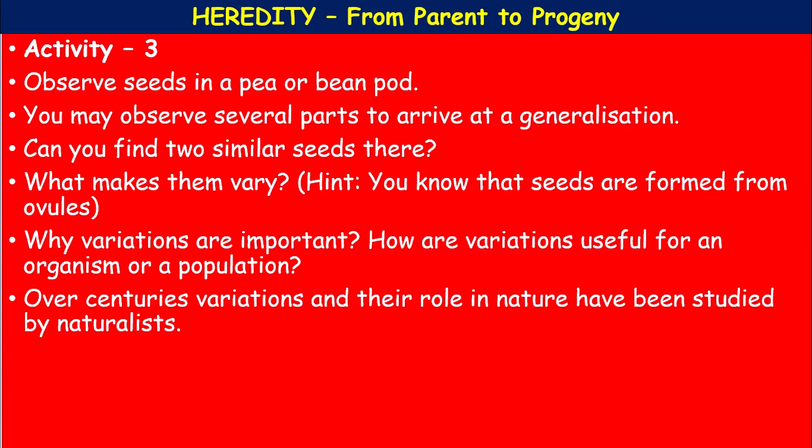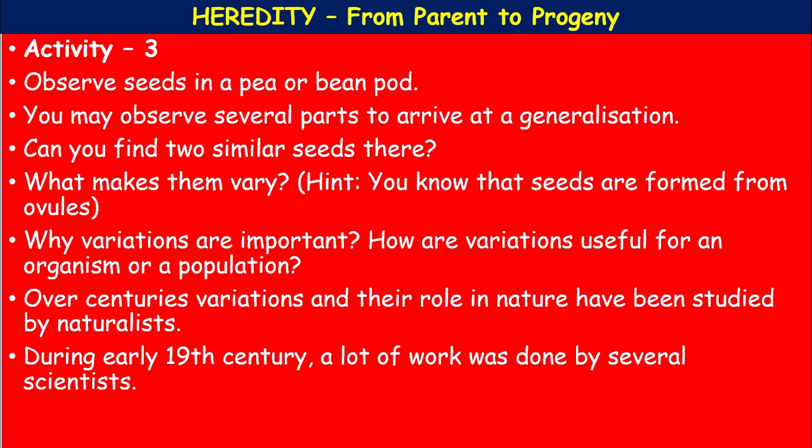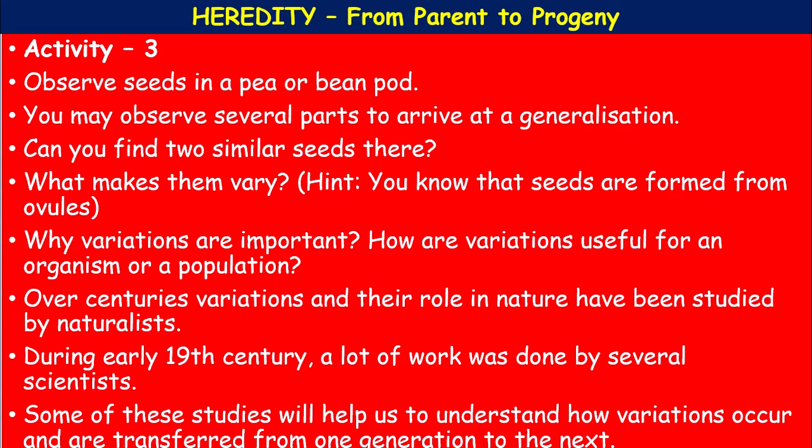Over centuries, the variations and their role in nature have been studied by naturalists, the scientists who study evolution. During the early 19th century, a lot of work was done by several scientists. Some of these studies help us to understand how variations occur and are transferred from one generation to the next. As a result of the experiments of various scientists, we are able to understand the term variation and its importance now.